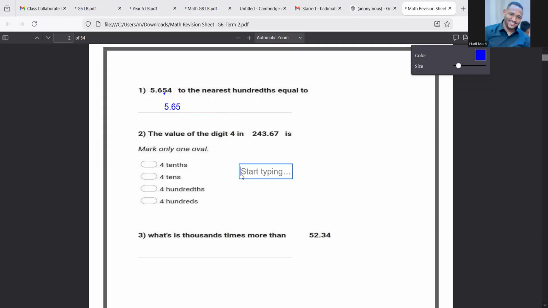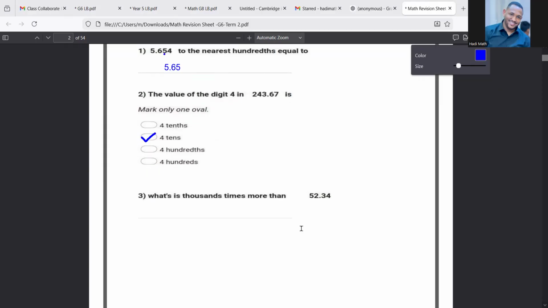Question number 2, they ask what the value of the digit 4 is in this number. According to the place value, look at the first digit here. This is a decimal point. We have ones, tens, and hundreds. So 4 is tens. Immediately you put a tick on the tens, because it is tens with an S.